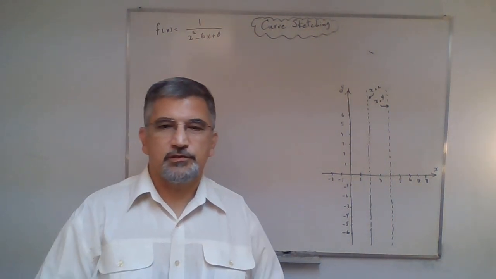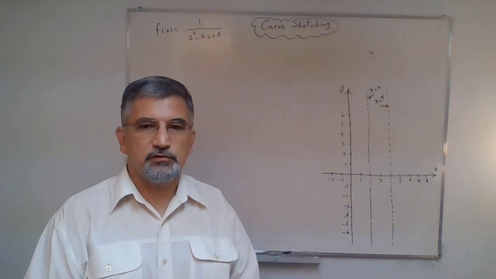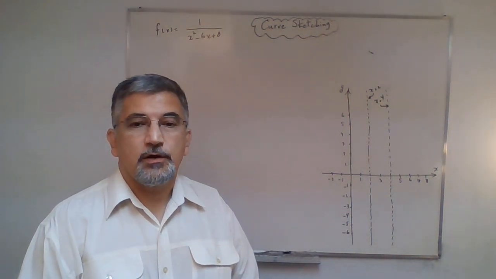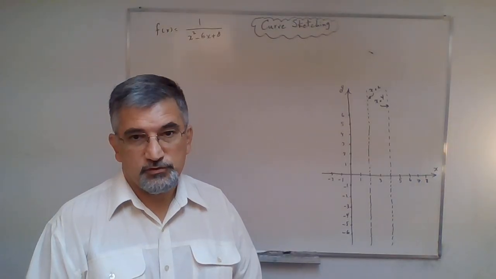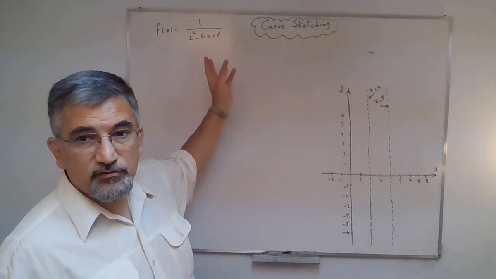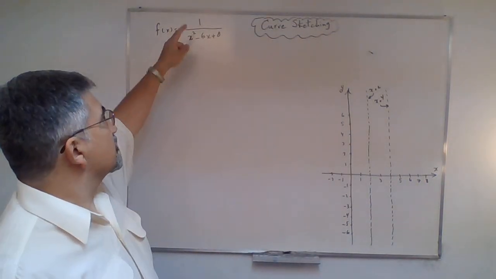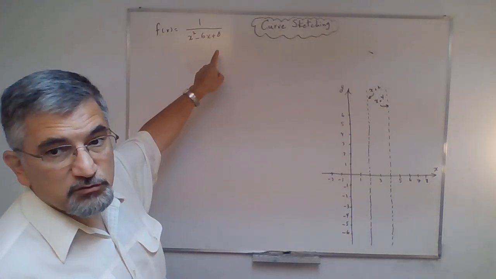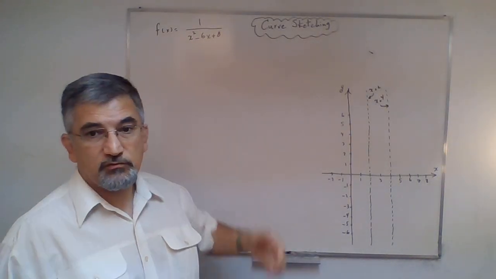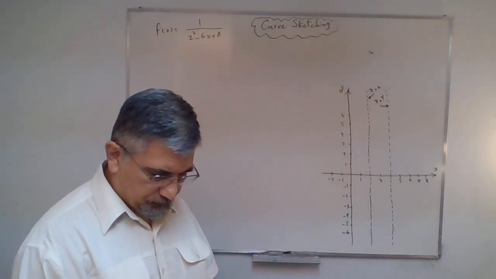Hello everyone. This lecture is about curve sketching of rational functions. So we have a rational function here. It's 1 over x squared minus 6x plus 8, and we want to draw the graph of this rational function.